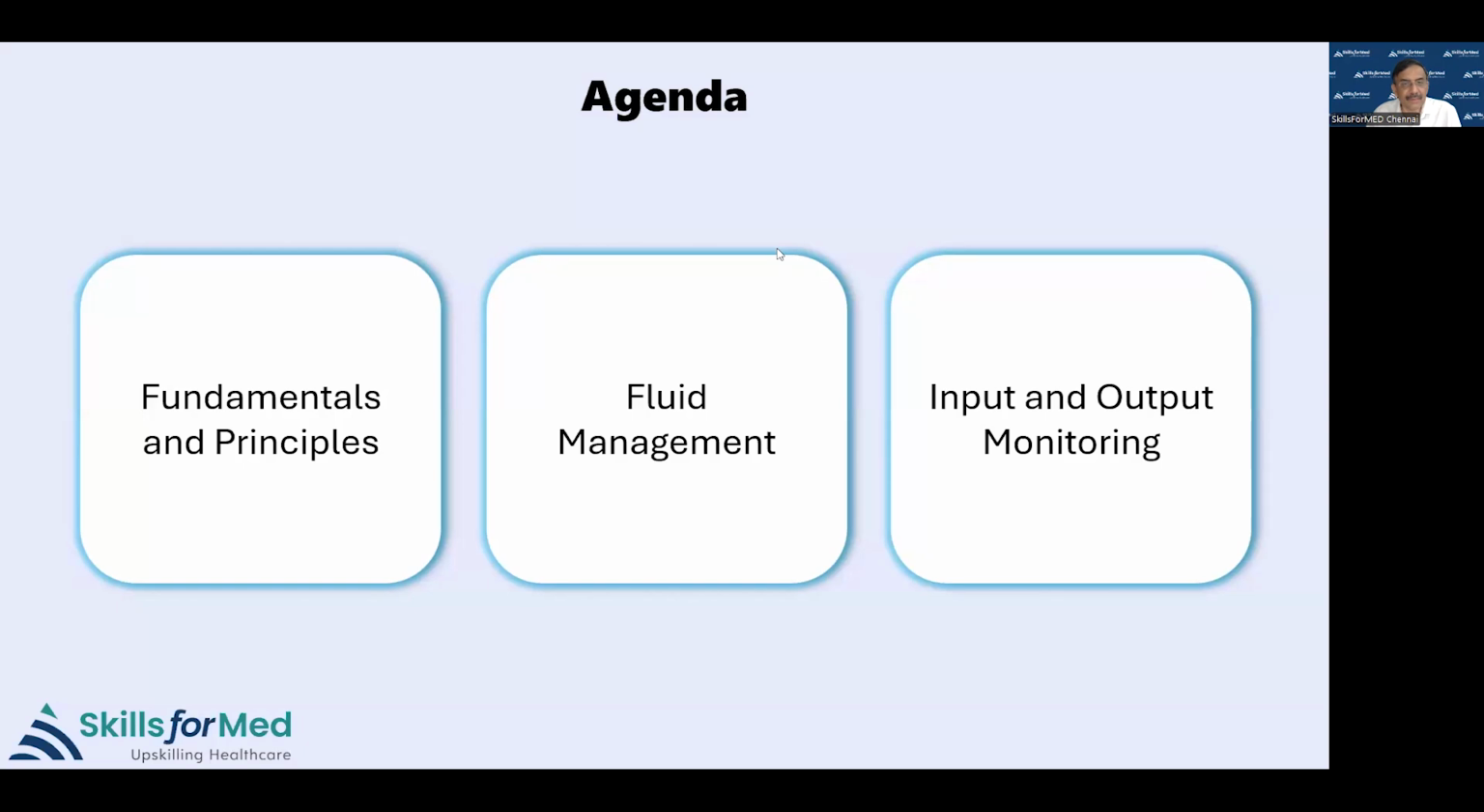Right. So let's start with the agenda. I will first touch upon the principles and fundamentals of IV fluid therapy. We all sat through the physiology class post lunch. I generally was in the library, not attending those classes, so I won't bore you too much with that. Only relevant stuff. Then we'll get into the core of the talk, where we talk about fluid management, how to go about it, and finally, how to use that input-output chart effectively.